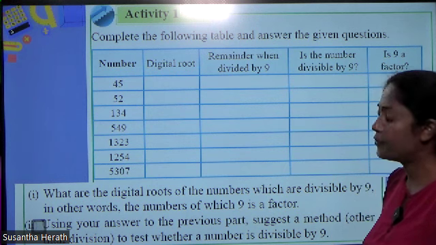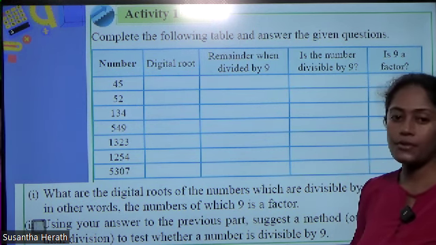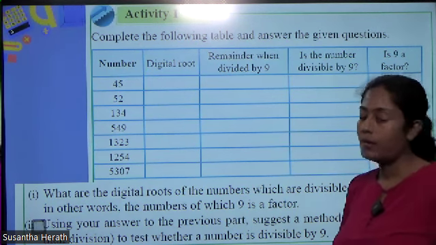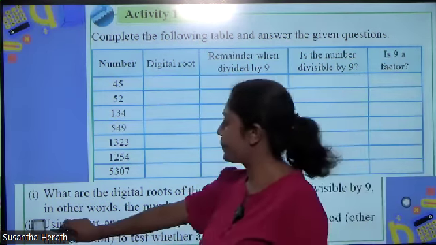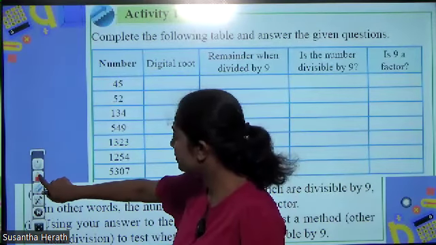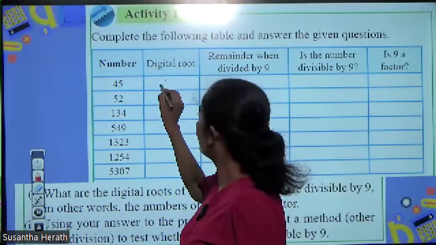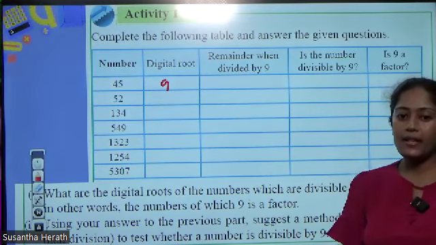First one, number is 45. Then they are asking digital root. So how can you find the digital root of that? 4 plus 5. Yes, 4 plus 5. Answer is 9. Digital root is 9.